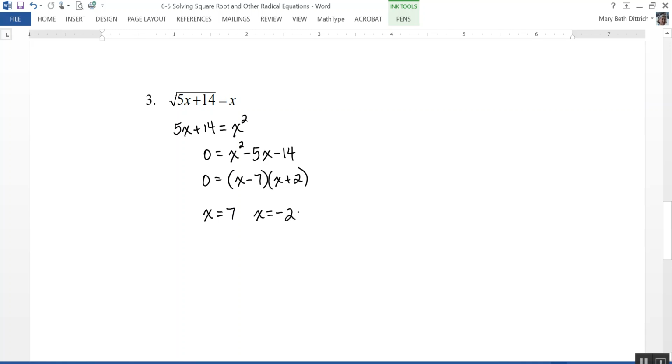And I do need to check both of those. Particularly when you come up with two solutions, one of them might not check. So let's plug 7 in first. So the square root of 5 times 7 plus 14, is that equal to 7? Is the square root of 35 plus 14 equal to 7? And indeed it is, because the square root of 49 is equal to 7, so that one checks.